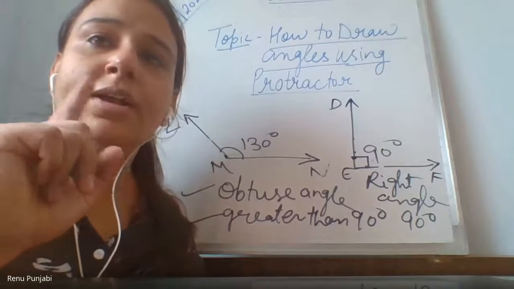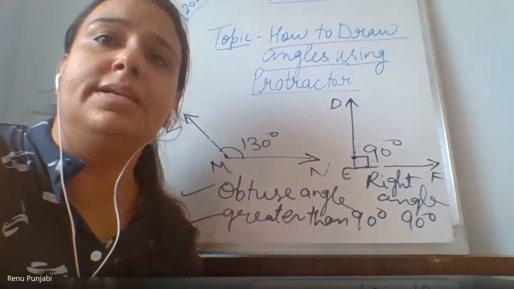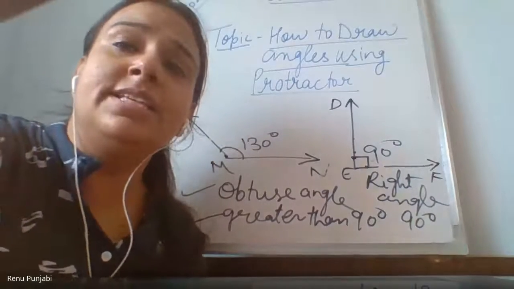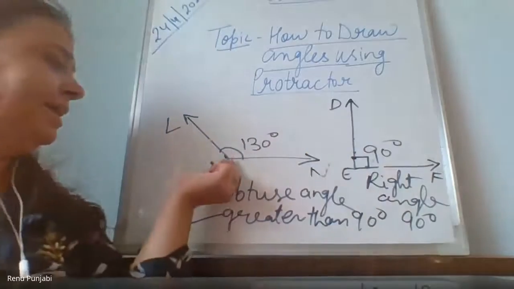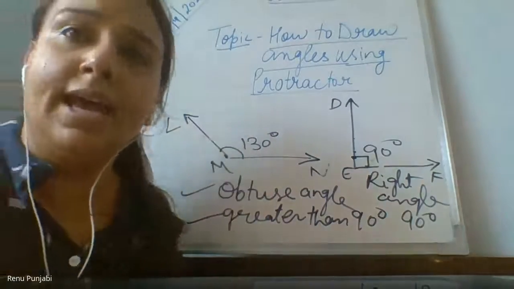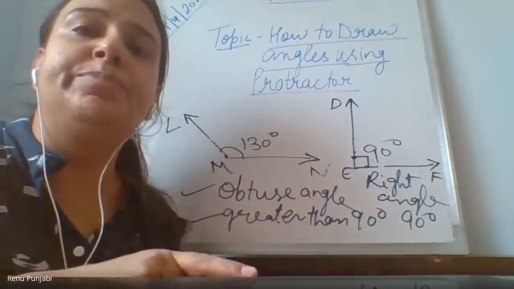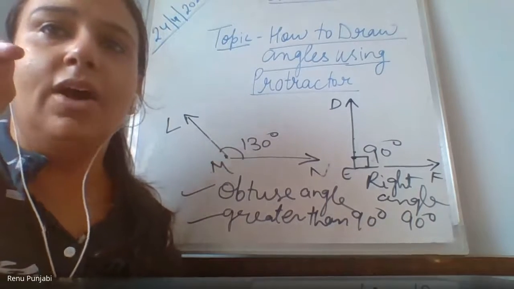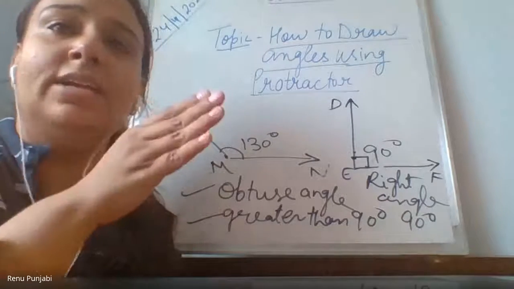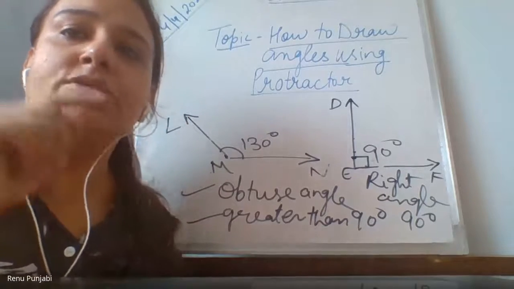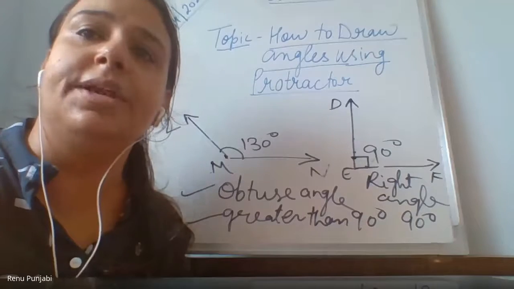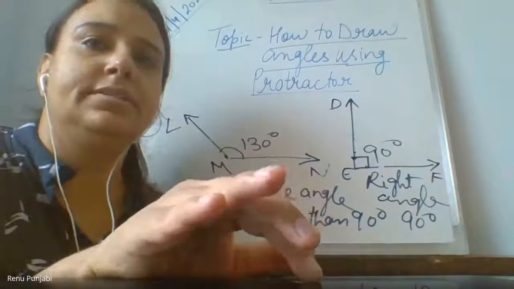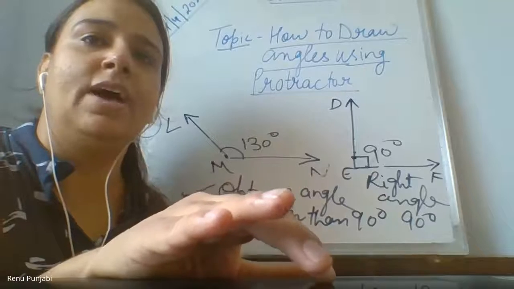No, not on the vertex. Where is your vertex, Samriddhi? Ma'am, here. Yeah, this circle is not the vertex. This point is the vertex, the joining point. Take the center line of your protractor and put it on the vertex, and place the baseline over the ray. Yes. Now see where your other ray is going. 120 degree. Yes, got it.